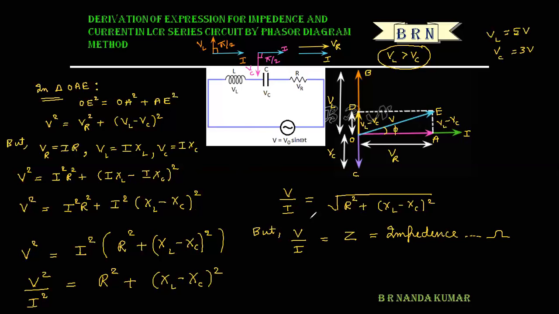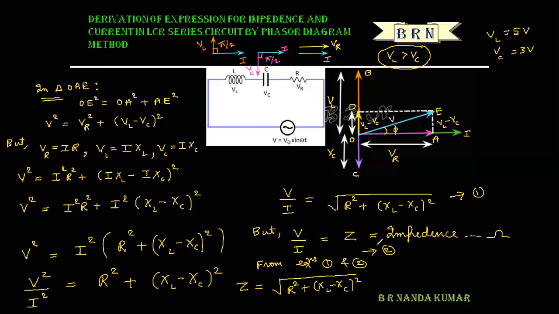So now comparing these two equations, we will get the mathematical expression for impedance. Call this equation number 1, call this equation number 2. Now from equations 1 and 2, we can conclude that Z is equal to the square root of R square plus (XL minus XC) whole square.